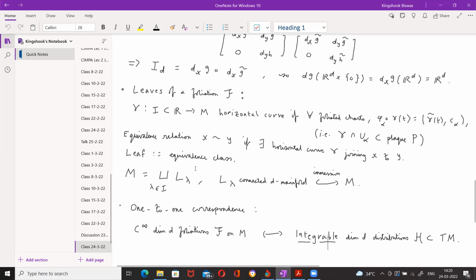And it's clear that these leaves are path connected, because if any two points are equivalent, then they're joined by a curve. So the leaves are connected. And you can show that the leaves are connected D-manifolds which are immersed into M. Does this make sense?